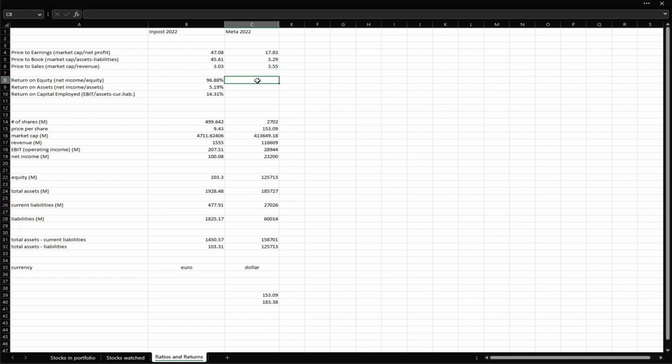Now, return on equity is net income divided by equity. Let's find equity. There you go. That's it. And that's 18.45%. Return on assets. Return on assets is net income divided by the total assets.